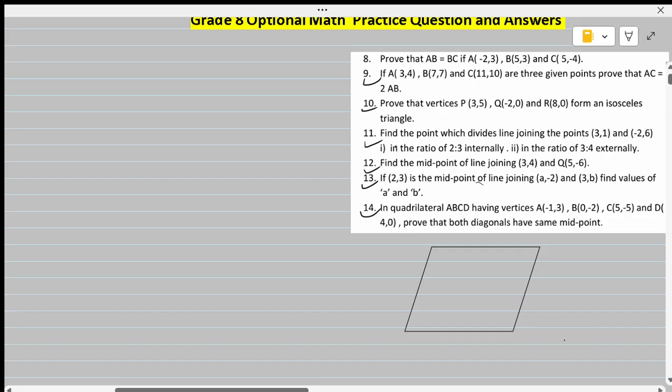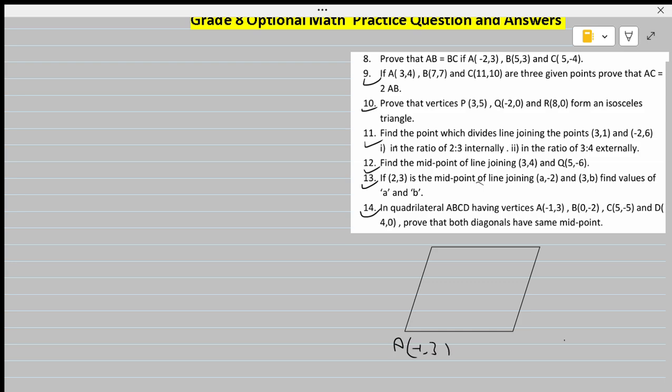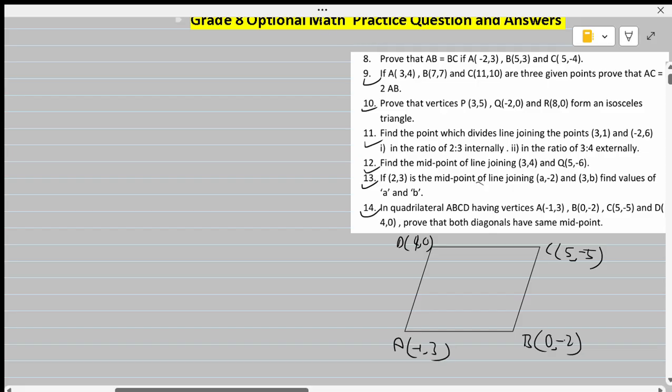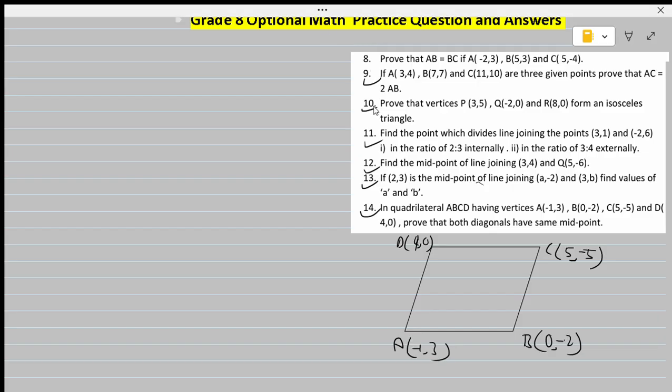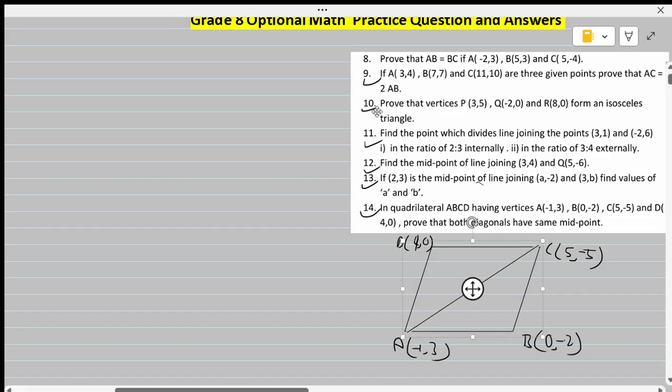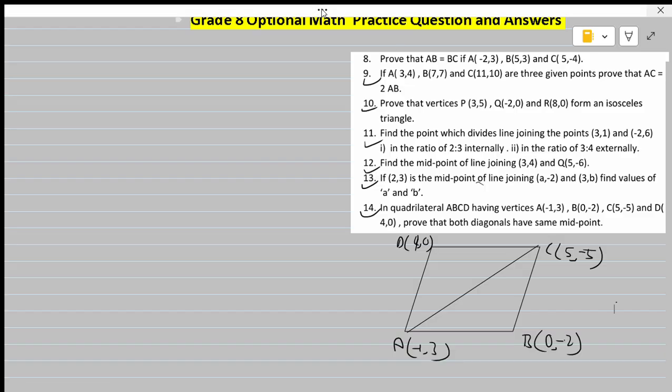Here are the 4 points in series. Point A is minus 1 comma 3, point B is 0 comma minus 2, point C is 5 comma minus 5, and point D is 4 comma 0. And we have to find the midpoint of both diagonals. The first diagonal is AC, and the other diagonal is BD.